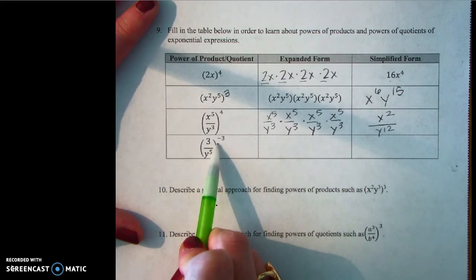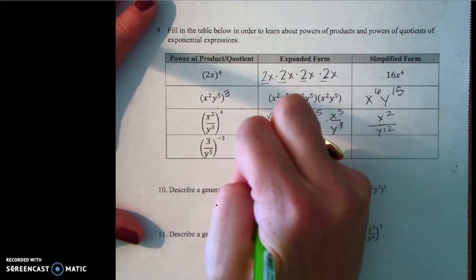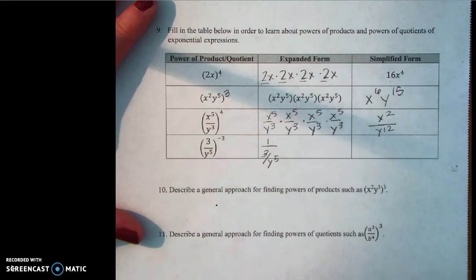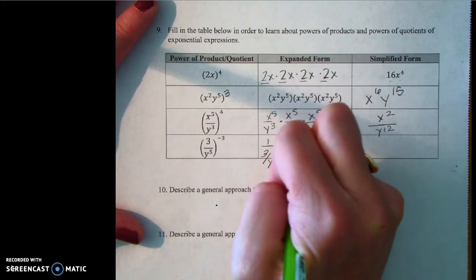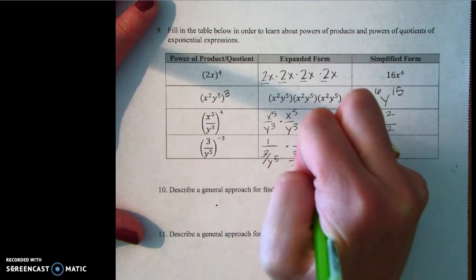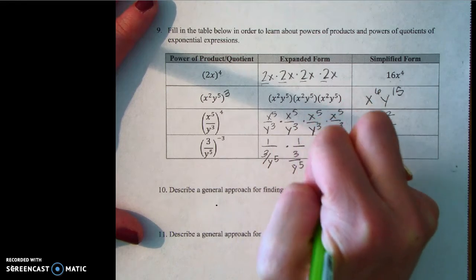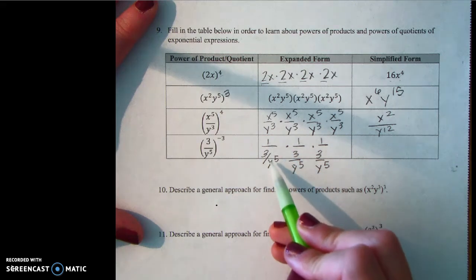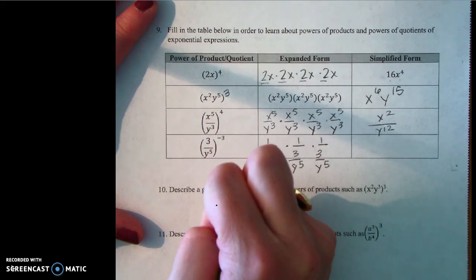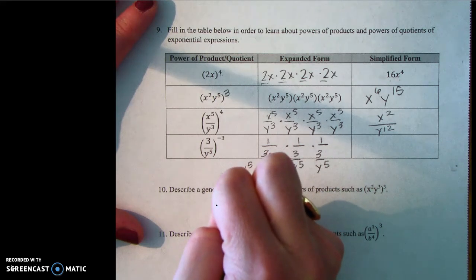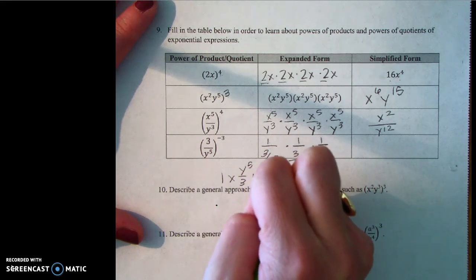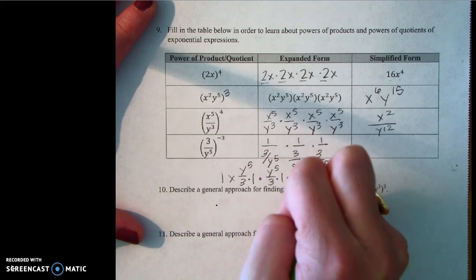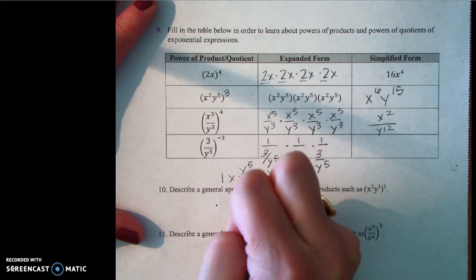This is negative. So that means I'm going to do 1 over 3 over y to the 5th, times 1 over 3 over y to the 5th, times 1 over 3 over y to the 5th, right? Well, dividing fractions, keep the first term, multiply by the reciprocal. I'm going to keep the 1 and multiply by y to the 5th over 3, each time. And remember, all these 1's are like 1 over 1.